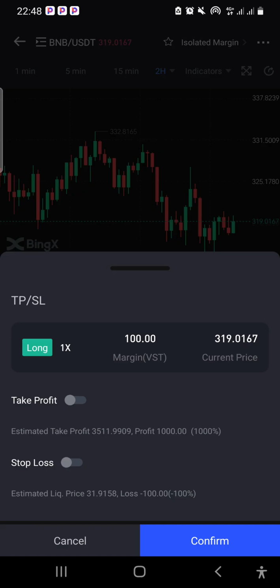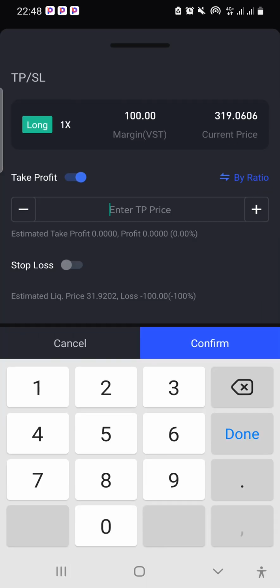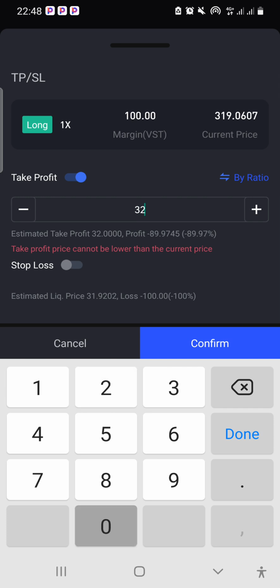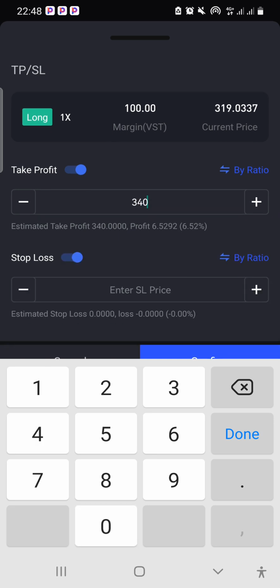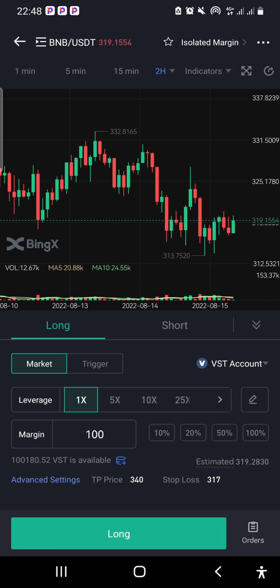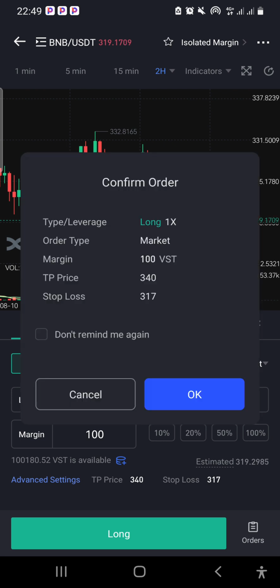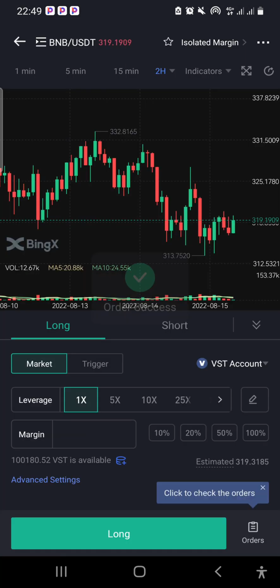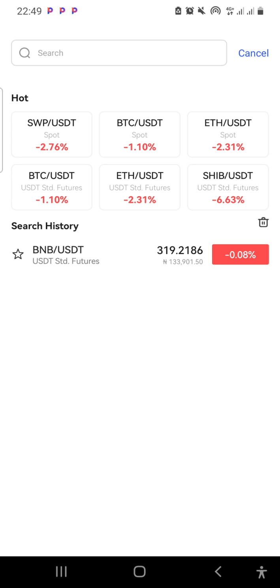Advanced settings, take profit. Okay, this is BNB. Sorry, that was 3. Let's say 320. Let's say 340. Then stop loss maybe 317, just for the purpose of this video. So confirm. Since it's a market order, it is going to activate immediately. But let me just show you guys.